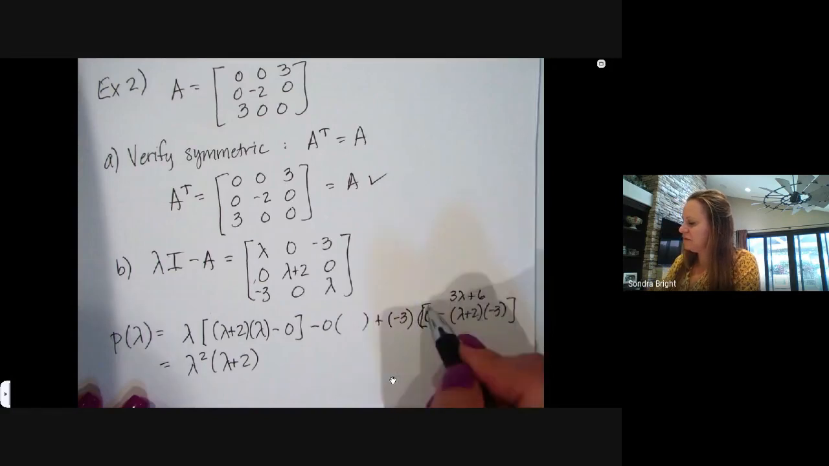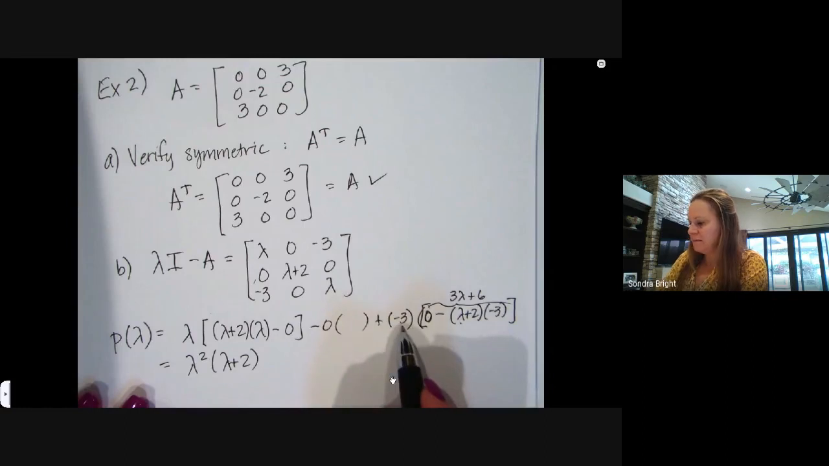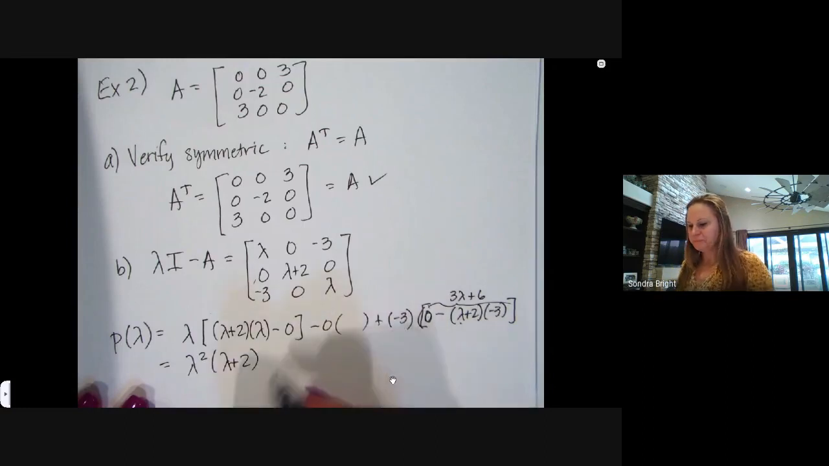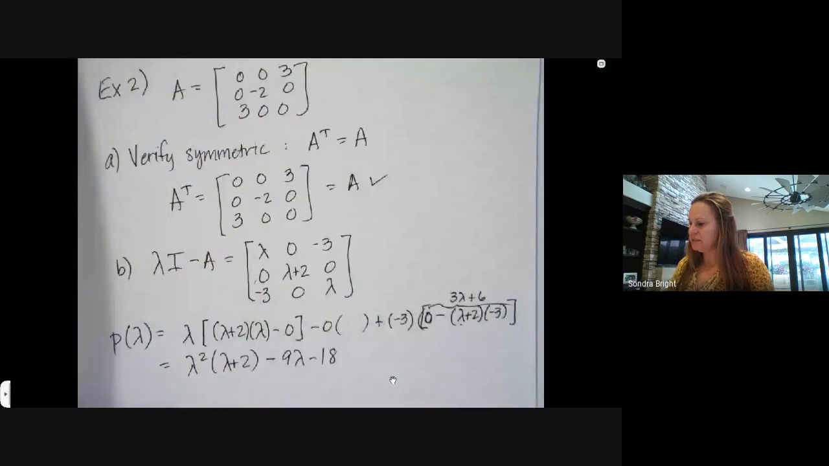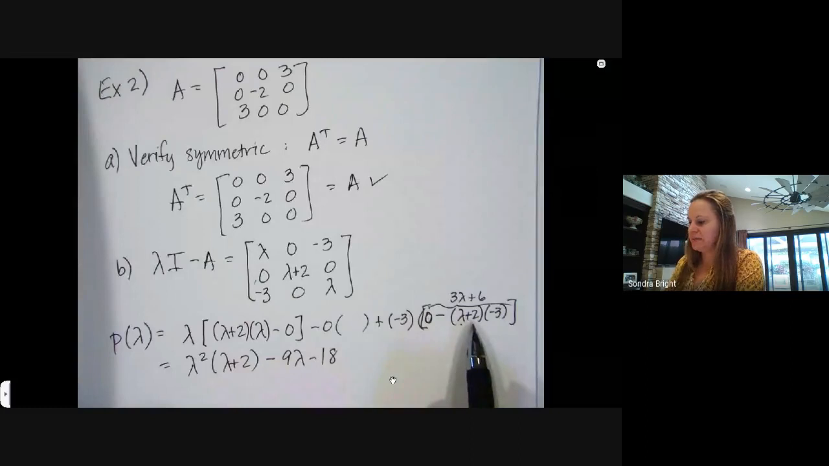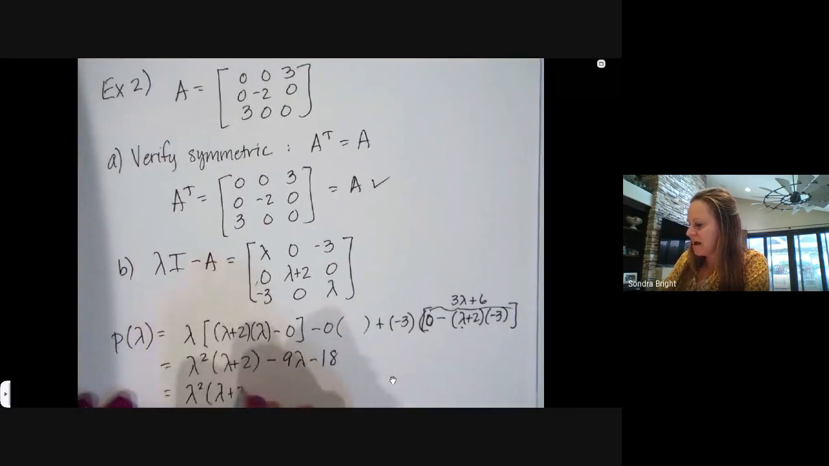Okay, and then I'm multiplying that times a -3. So I would have 9 lambda minus 18. I got a lambda plus 2 and a lambda plus 2 there. Okay, I'm going to factor out a lambda plus 2. Now, factoring by grouping. All this algebra. All right, so if I factor out a negative 9, I would be left with a lambda plus 2 there.